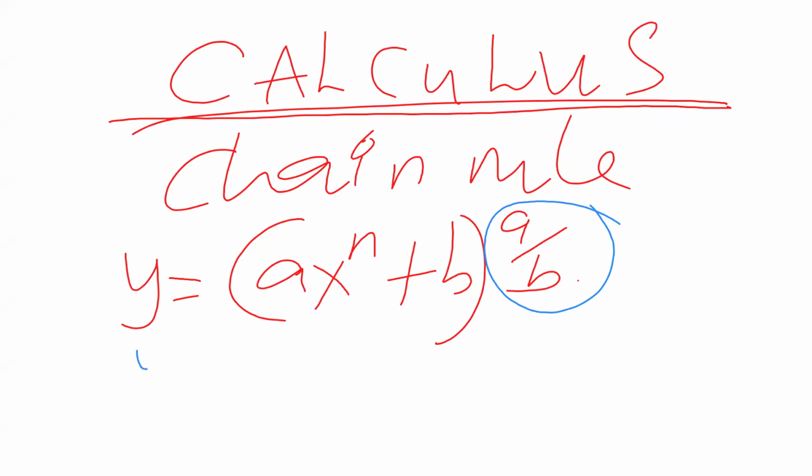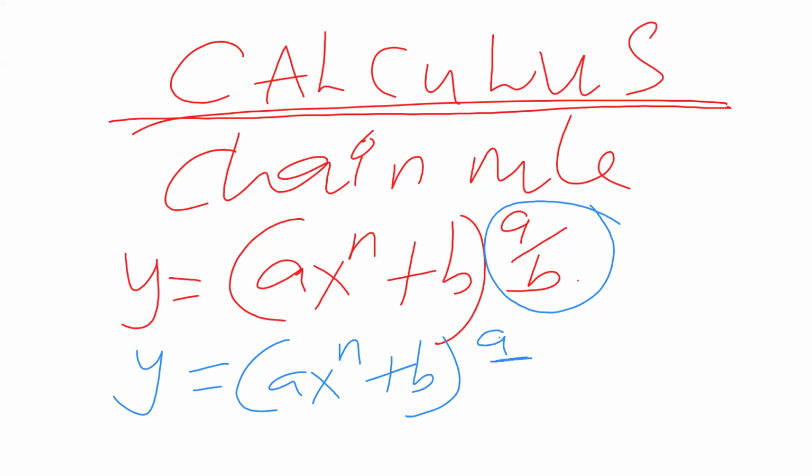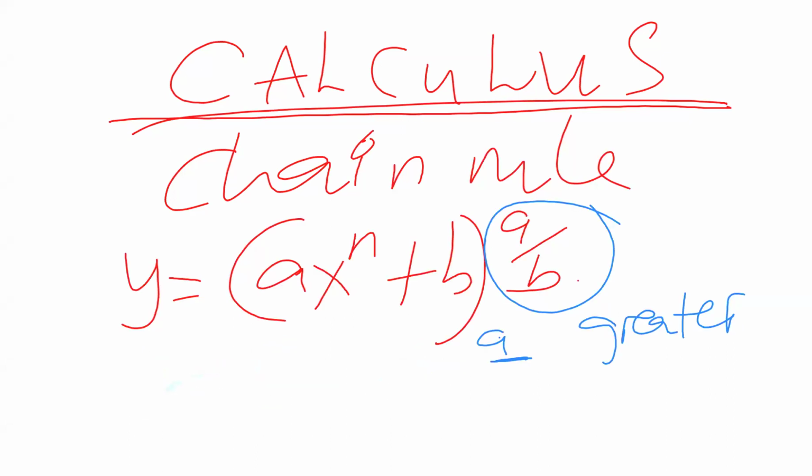And again, if you have a situation, for example, in the expression (ax^n + b) raised to the power a, where this power is greater than 1, as long as the power is greater than 1 or not equal to 1, get it that as long as the power is not equal to 1, in these cases you use the chain rule. I'll explain, don't worry, I'll make you understand.